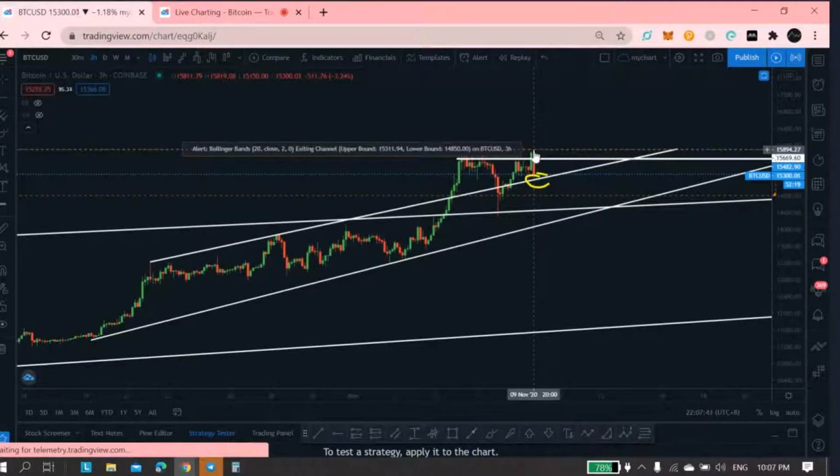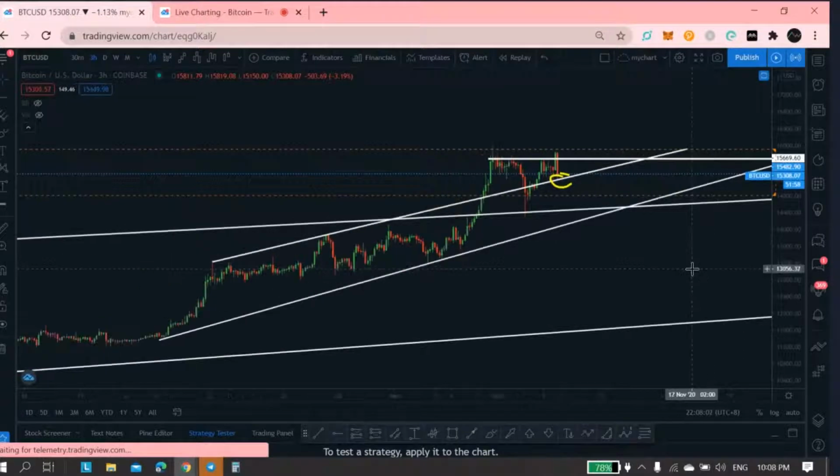However, there are a lot of sellers here that push the price lower. So I'm waiting for another breakout here. Let's see whether it's a breakout there or a breakdown here at this area. So let's see, 52 more minutes before it closes.